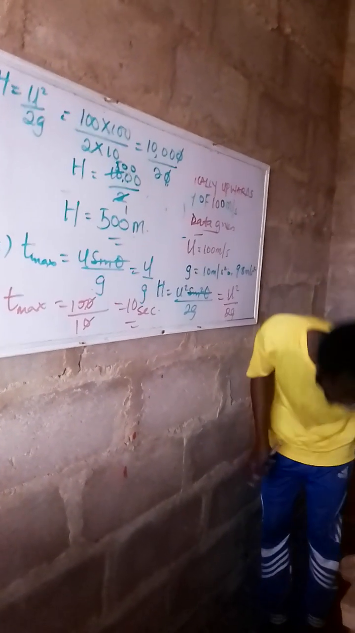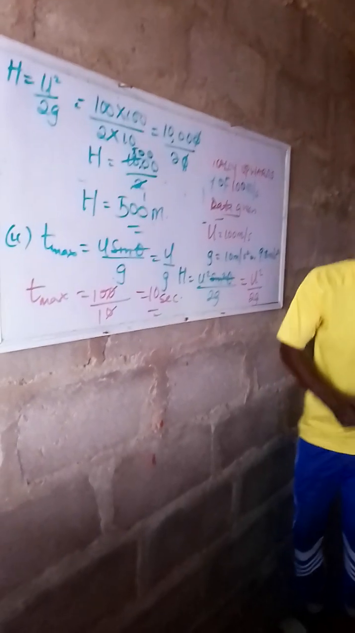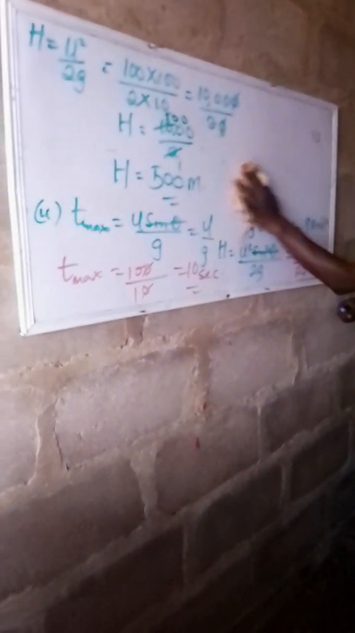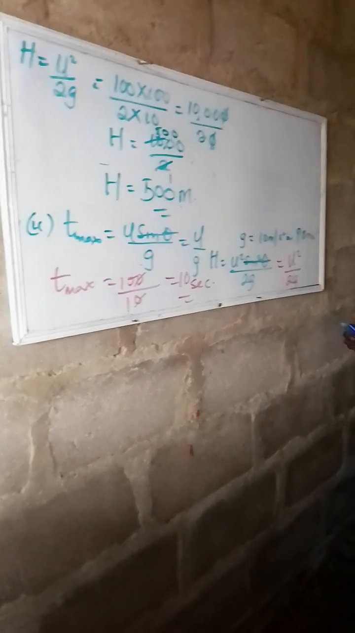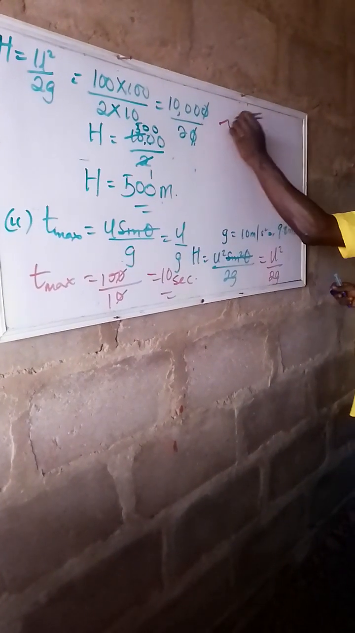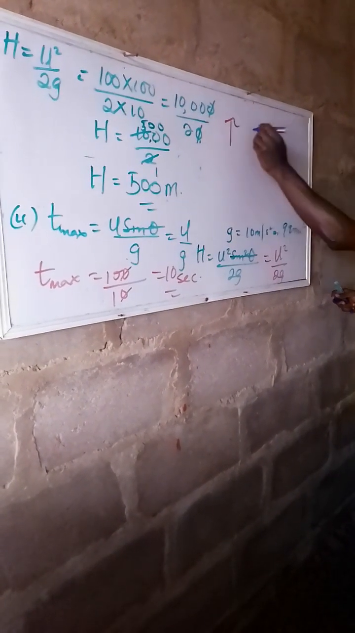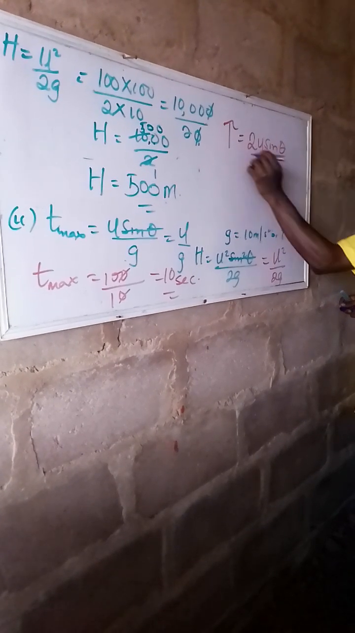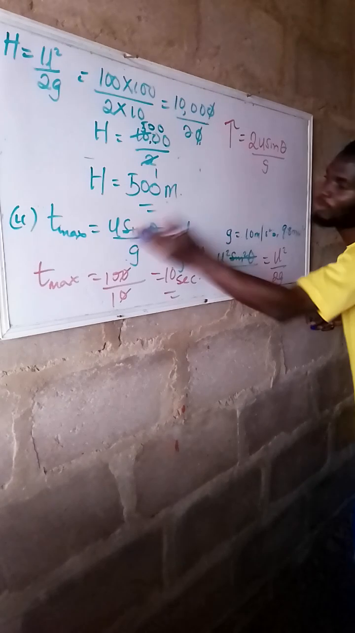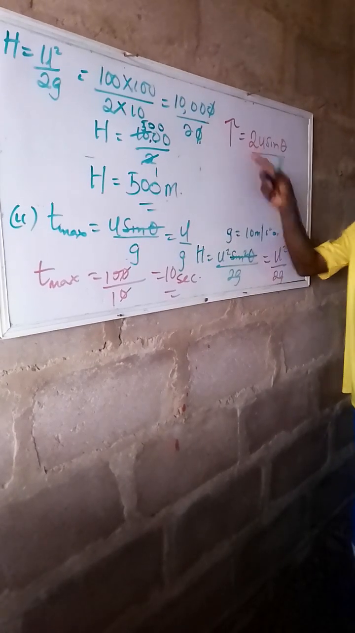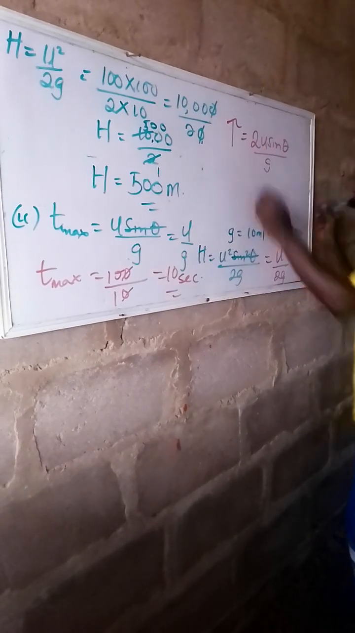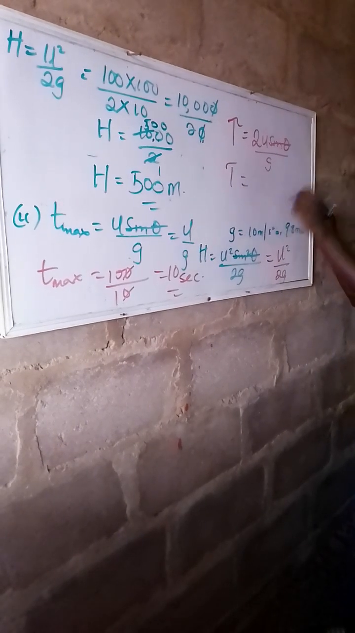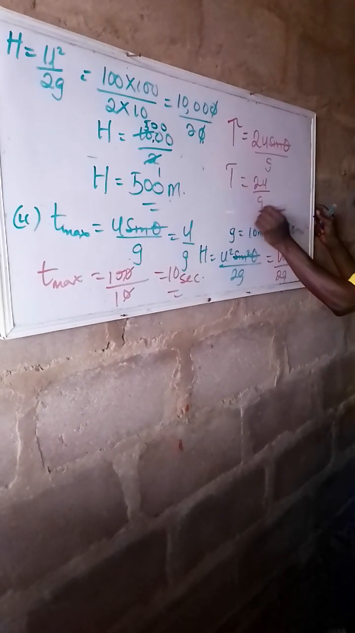So what follows? The third one is the total time of flight. What is the formula from what we proved earlier? Capital T is equal to 2u sine theta all upon g. The difference between this formula and the previous one is that this one has the constant 2. All we need to do, you don't even need to stress yourself, we are not dealing with angle. Erase that. It will be 2u all upon g.